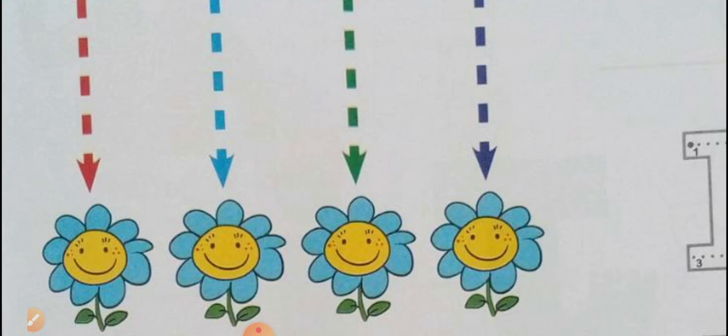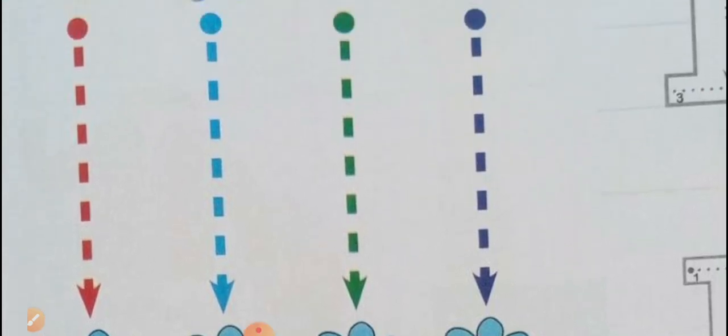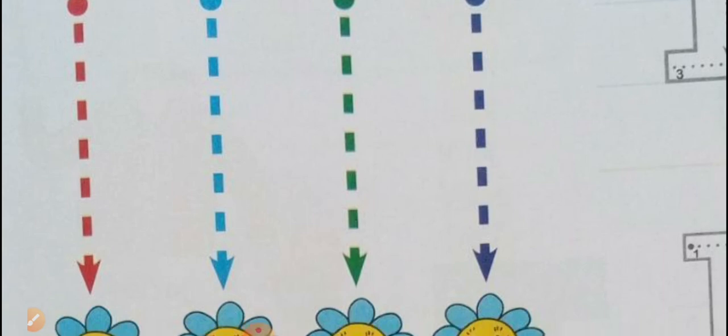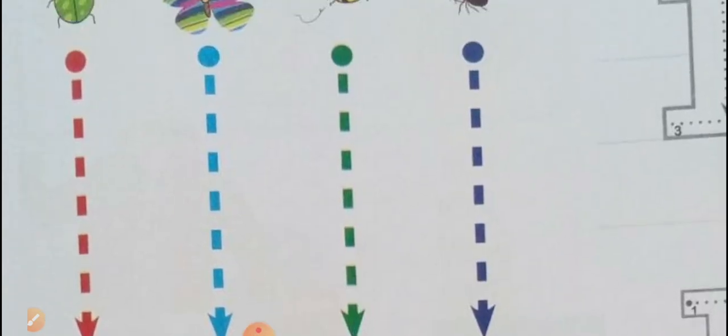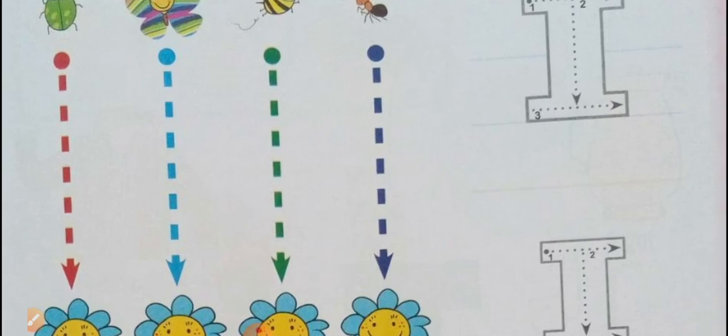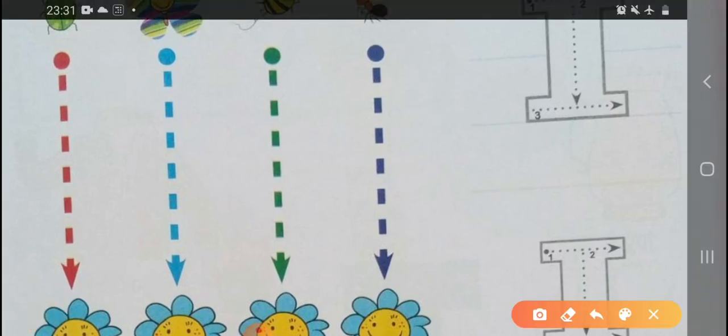Okay, so what will we do? We'll draw a standing line and it will come out like a letter I. Okay, yes, I know you can do it. So we will practice here once. See, how you have to do is put your color on the dot and come down slowly. Yes, so this comes out letter I.